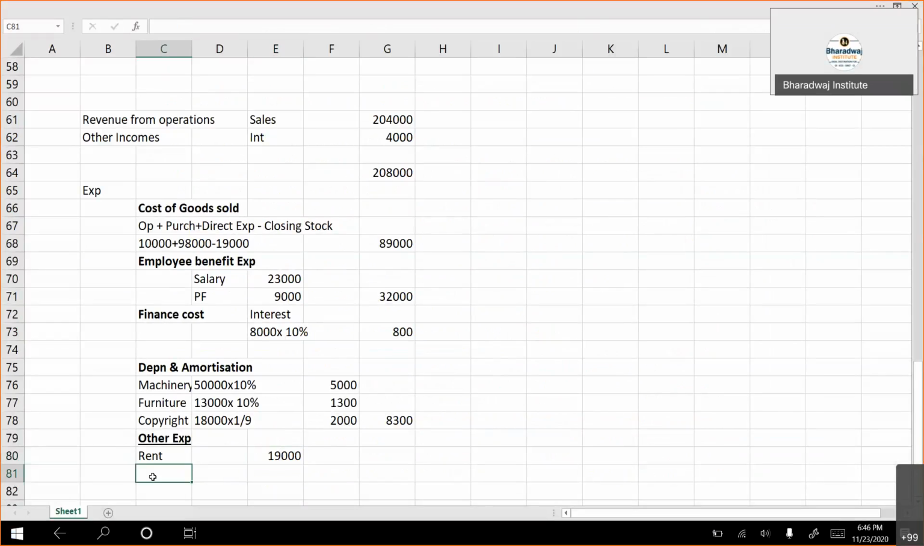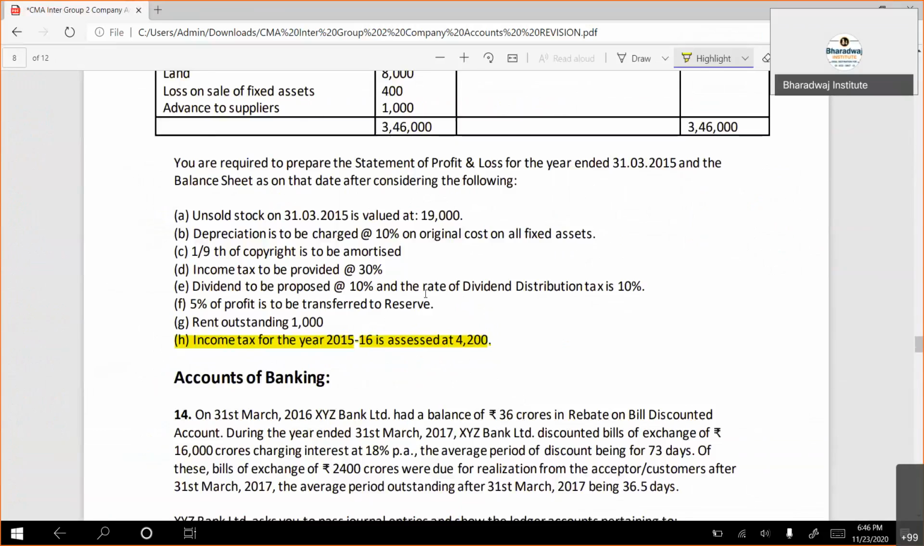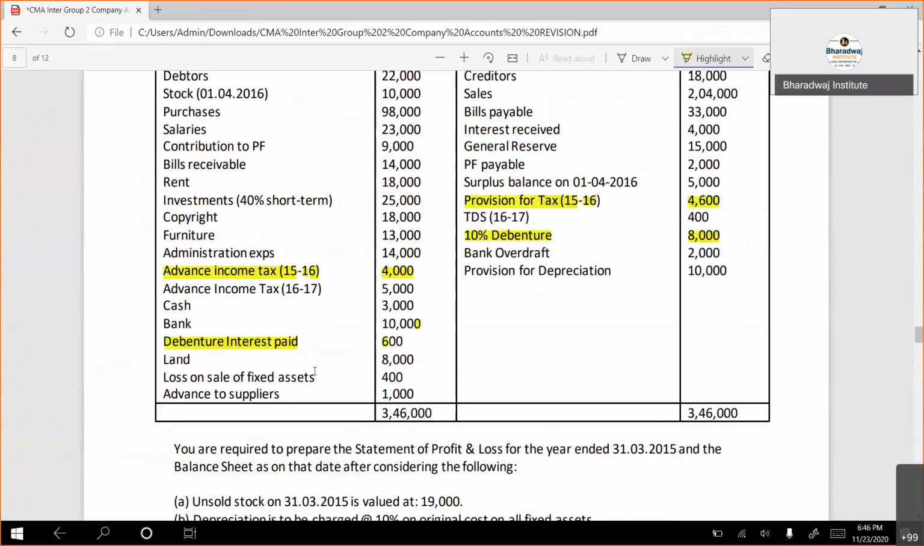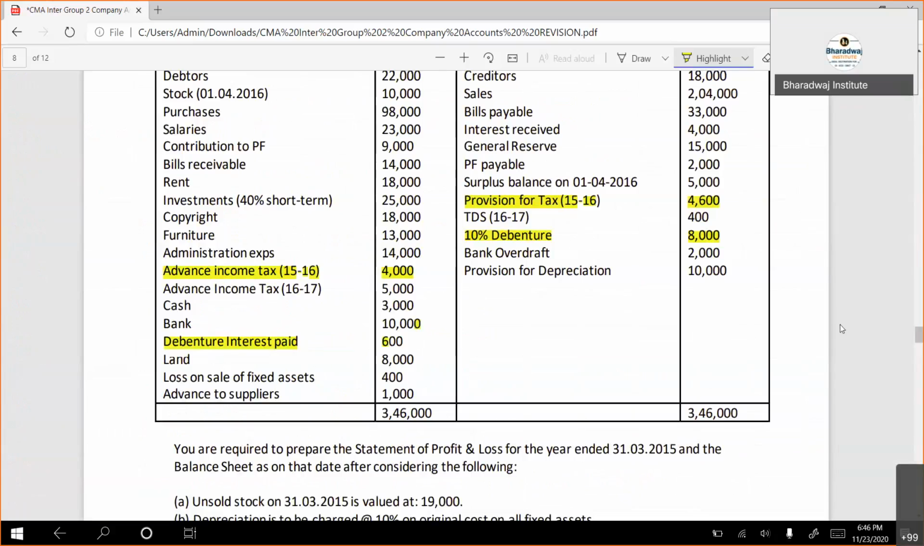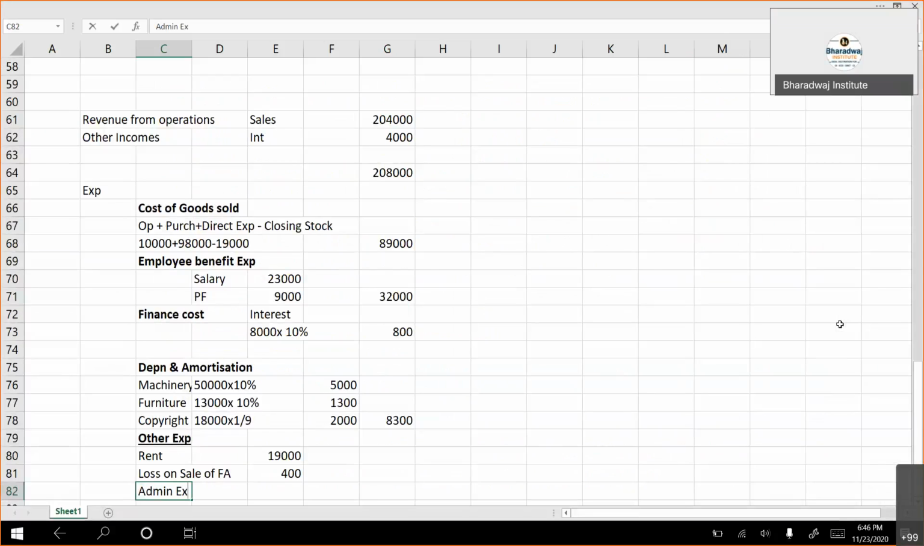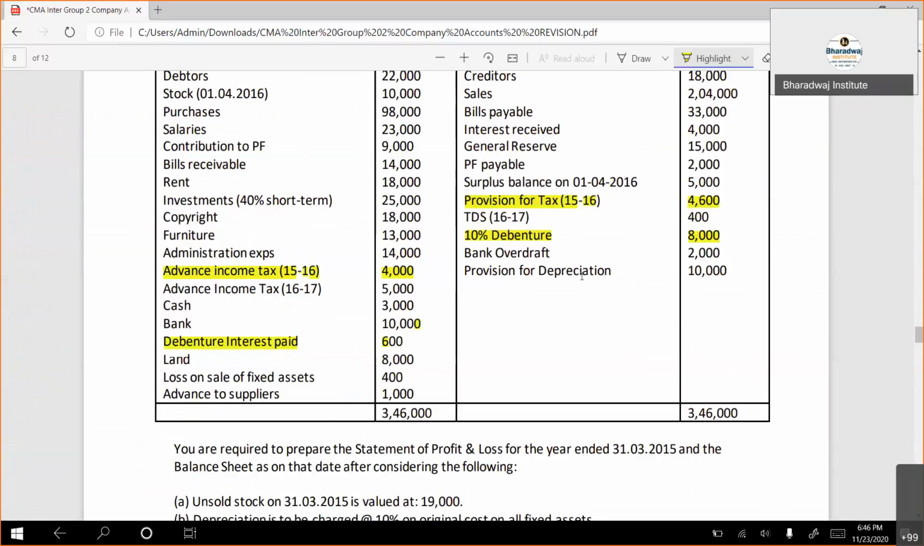Then what else will come under other expenses? Loss on sale of fixed asset. How much? 400. Administration expenses. Administrative expenses 14,000. Any other expense?